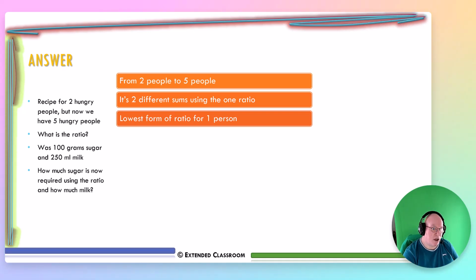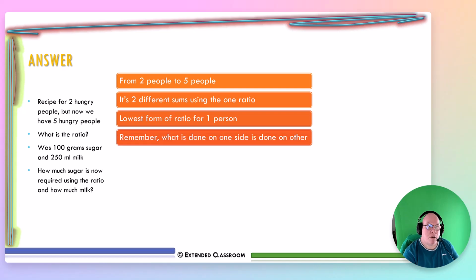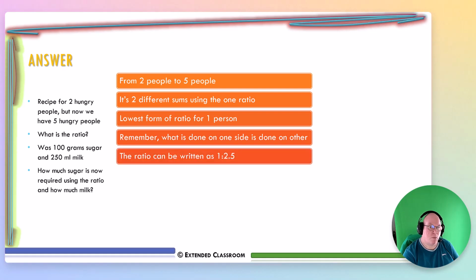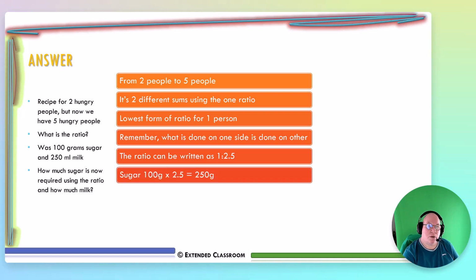So if you bring it down, so we could say that it's 2 to 5, but remember, what is done on one side is done on the other. So we can bring it down to its lowest form there, and we can write it as 1 to 2.5. So if we're halving it on one side, we halve it on the other. So the sugar is 100 grams.